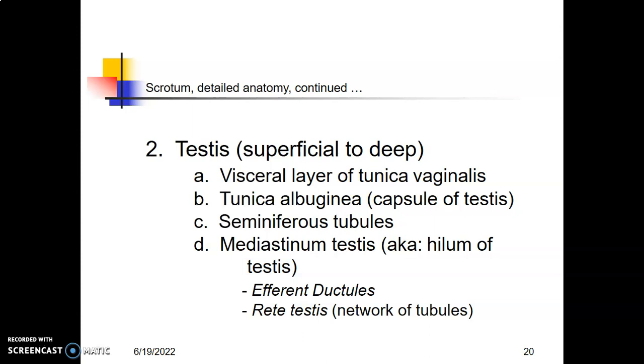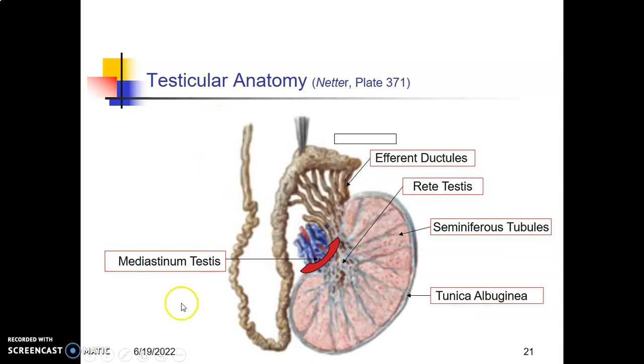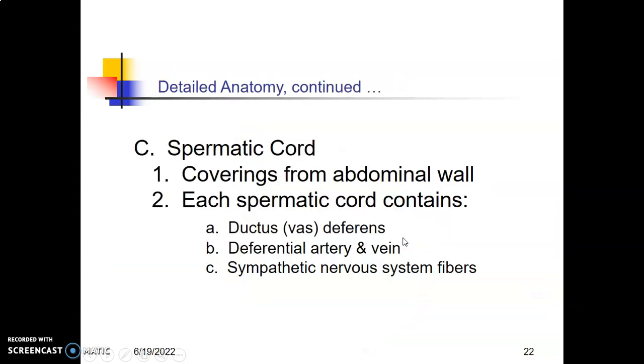Then we have the mediastinum testis, which is the hilum of the testis. This is where you find the efferent ductules and rete testis. So in this hilum of the testis, you have the rete testis and efferent ductules. So that's the mediastinum testis. This is the tunica albuginea, which is the capsule of the testis, sending septa to divide it into lobules. Each lobule has seminiferous tubules.